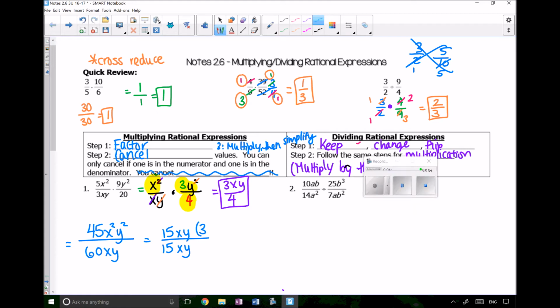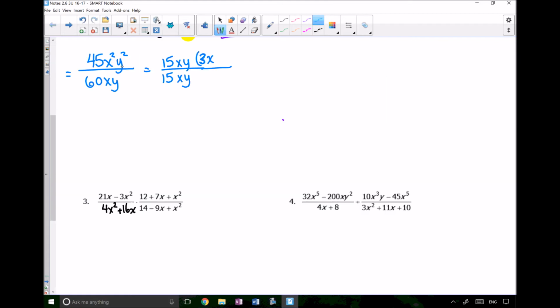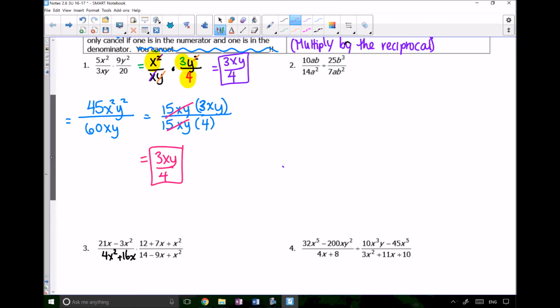When I factor out x from x squared, I get x. Then when I factor out a y from y squared, I get y. And then in my denominator, when I factor out 15 from 60, I get 4. And then the xy from the xy, there's nothing left over. So then I can say these guys cancel each other out. So my answer is going to be 3xy over 4, and I'm good to go for that question.